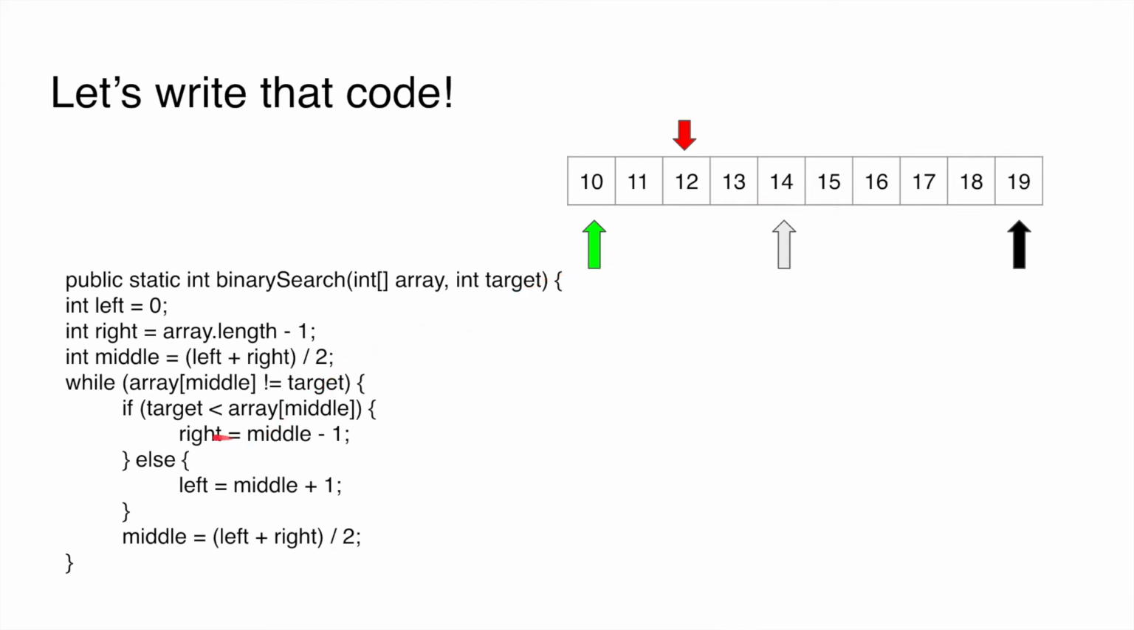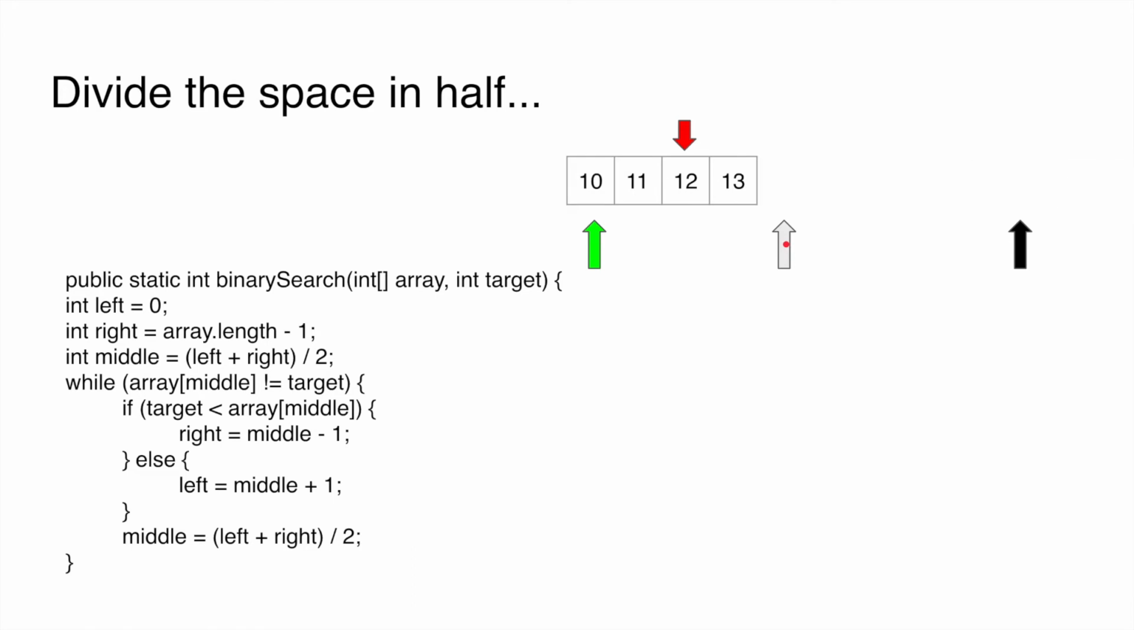My target is on the left-hand side, so I'm going to take the right, which is my black, and move it to my middle, minus 1. Okay, continually dividing the space. So I'm going to move my right to the middle, minus 1. I'm going to update my middle to be right here at 11. I check that space again. Is that my target? The answer is no.